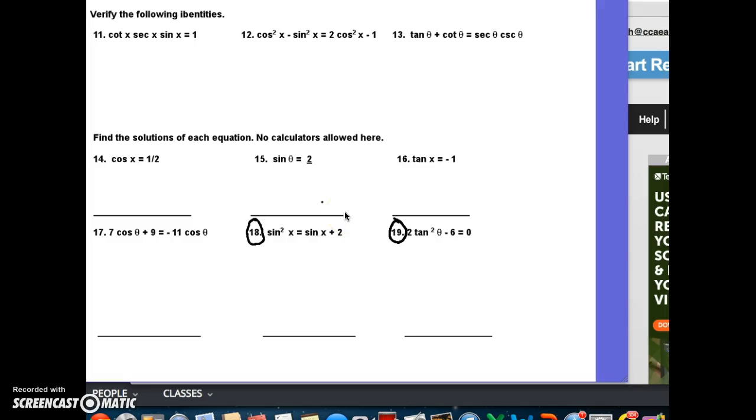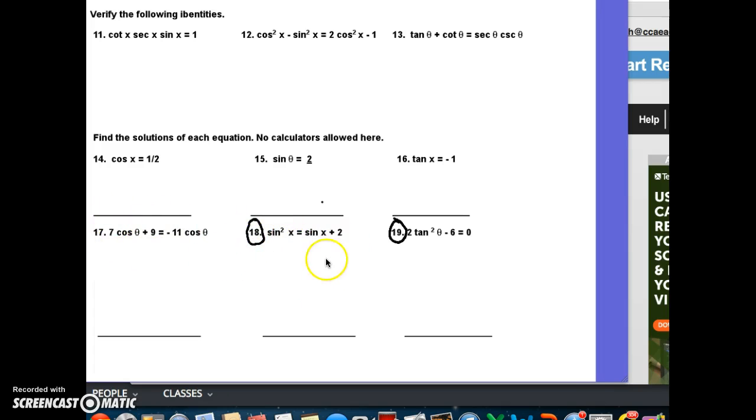Trig Honors students, here's a quick part 2 of review for the final exam coming up tomorrow. Let's take a look at number 18. It says find the solutions of each equation. No calculators allowed here. So this one is going to be a little bit more involved than the one we did before, which is number 17.